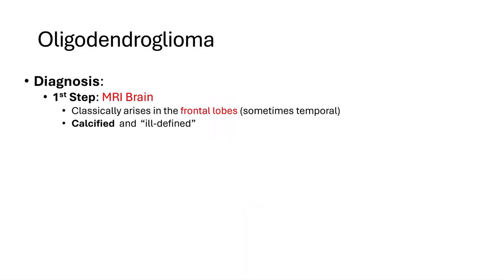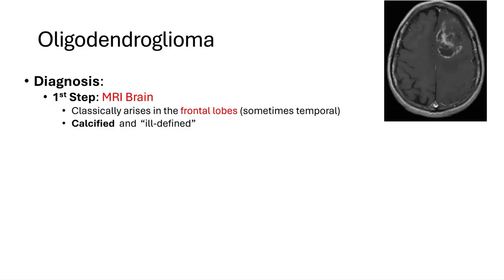The diagnosis is going to be stepwise, with the first step being an MRI of the brain. This has a classic presentation of a calcified lesion in the frontal lobes. Sometimes it can be seen in the temporal lobes too, but as we can see, here is a lesion that is calcified and ill-defined. We can't really make out the borders of this tumor here, but it looks like it's calcified. You see all of these white patterns here in the center. That's calcification. And we see it in the frontal lobes. That's pointing you more so to an Oligodendroglioma.